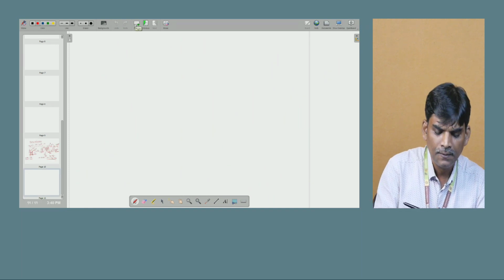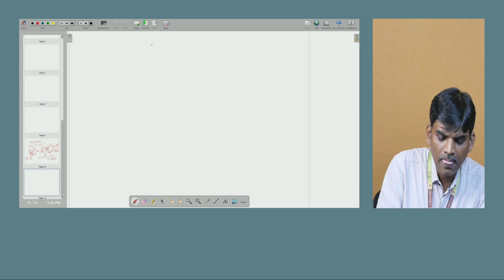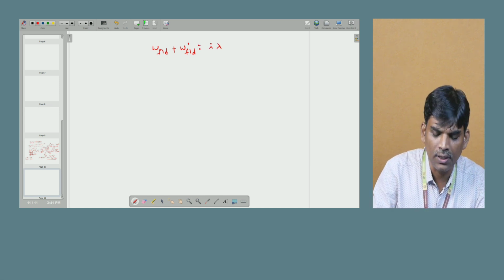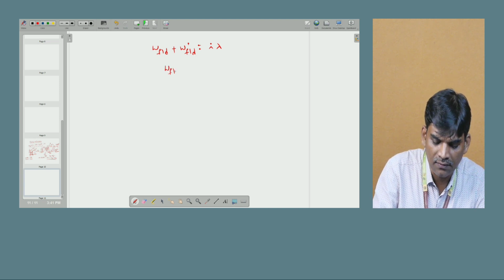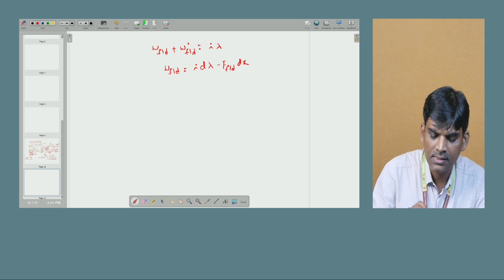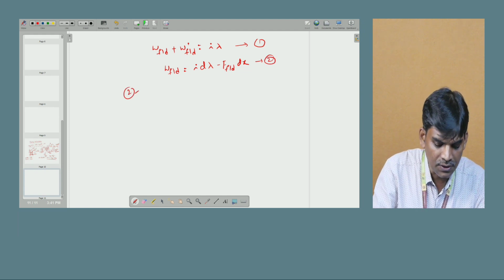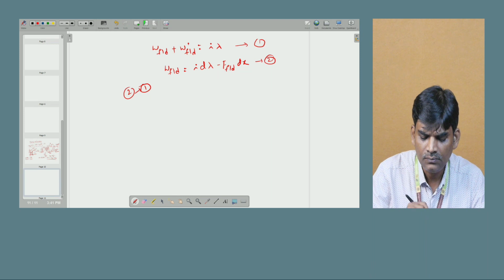Now you know this field energy plus coenergy is equal to I lambda. My aim is to calculate the coenergy. So we already know this field energy W_fld is equal to i dλ minus force into dx. Maybe it is called equation 1, and this is called equation 2. Equation 2 is substituted in equation 1. What is the value?